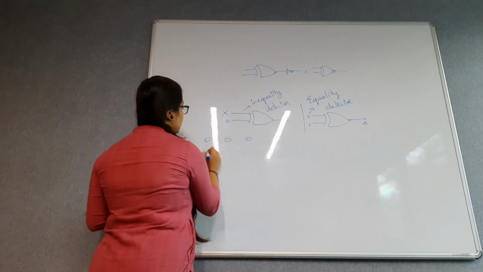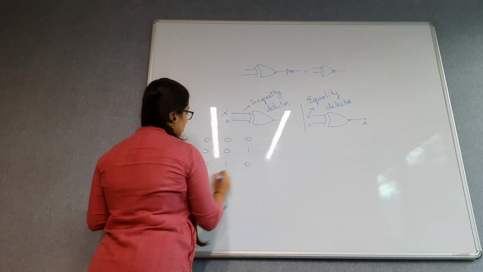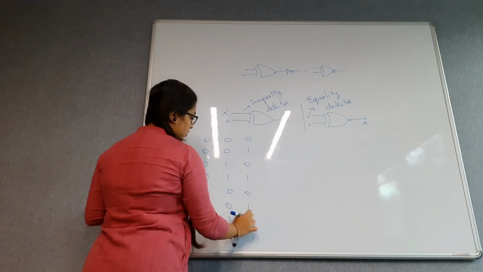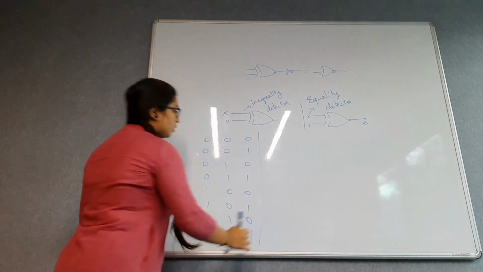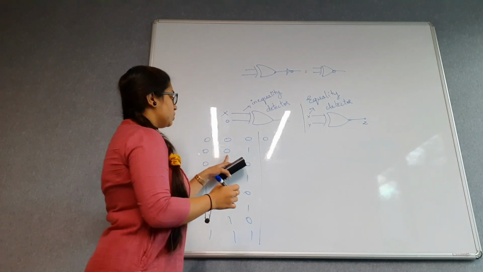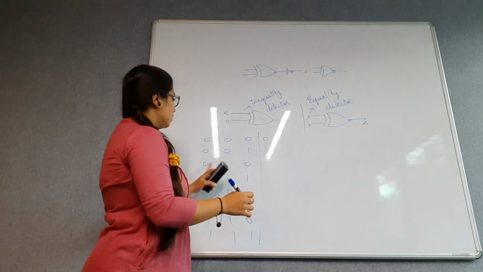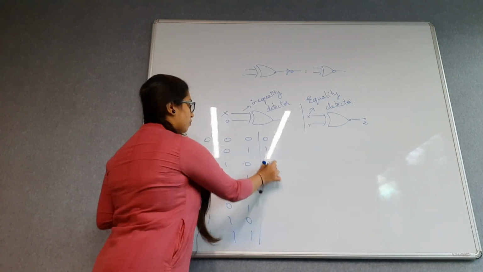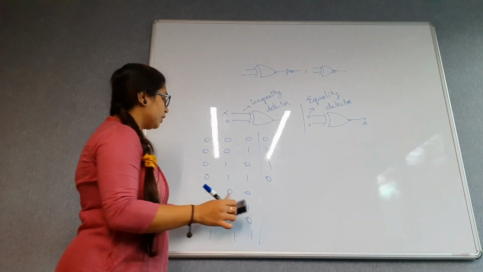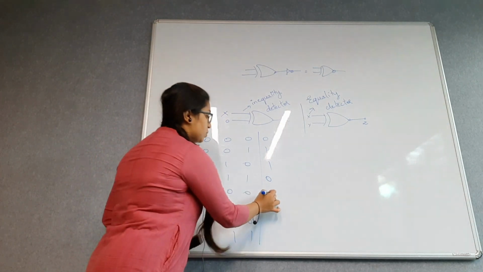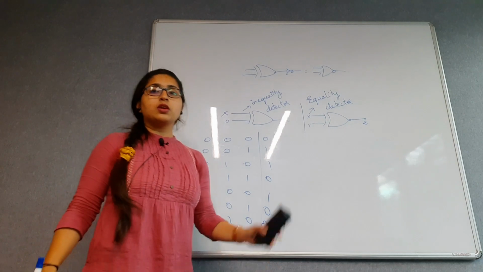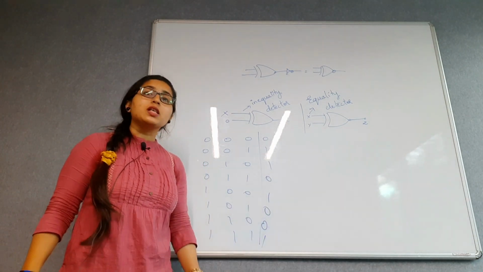000, 001, 010, 011, 100, 101, 110, 111. So 0 XOR 0 is 0, 0 XOR 0 is 0, 0 XOR 0 is 0, 0 XOR 1 is 1, 1 XOR 0 is 1, 0 XOR 1 is 1, 1 XOR 1 is 0, 1 XOR 0 is 1, and 1 XOR 0 is 1. This is 0, this is 0, this is 1. So this is the truth table for the 3 input XOR gate.